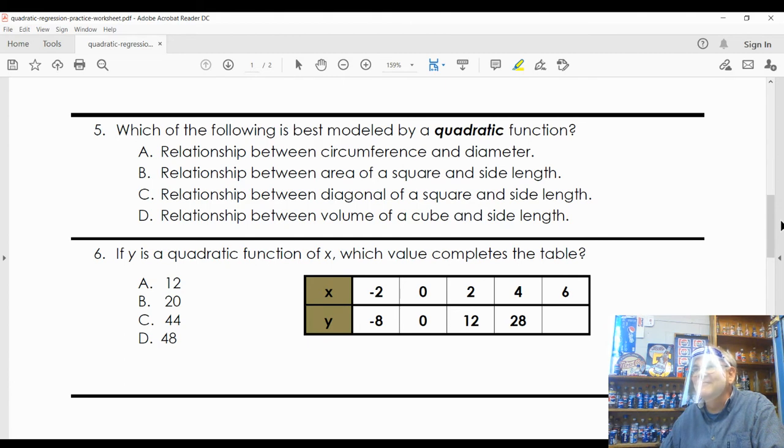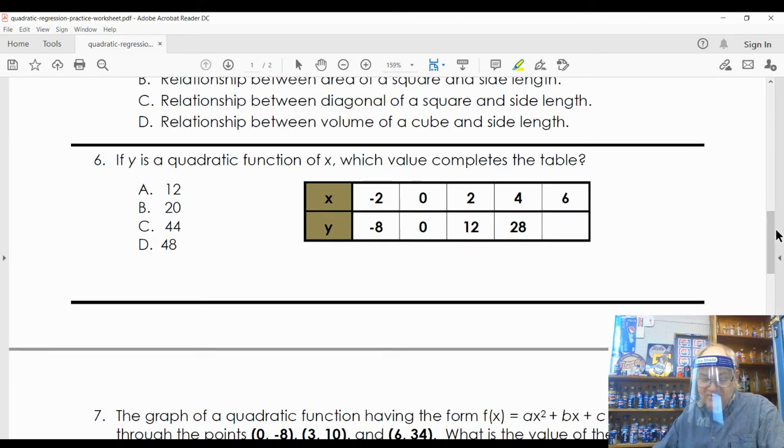Xander. It is B, it's area. If you find the area of anything, you're dealing in square units. Circumference and diameter both are just lengths. And the diagonal of a square and the side of a square are both just lengths. So that's not going to change. The volume, you end up cubing how long a side is, so that would be a cubic function. So B is actually the answer to this problem.